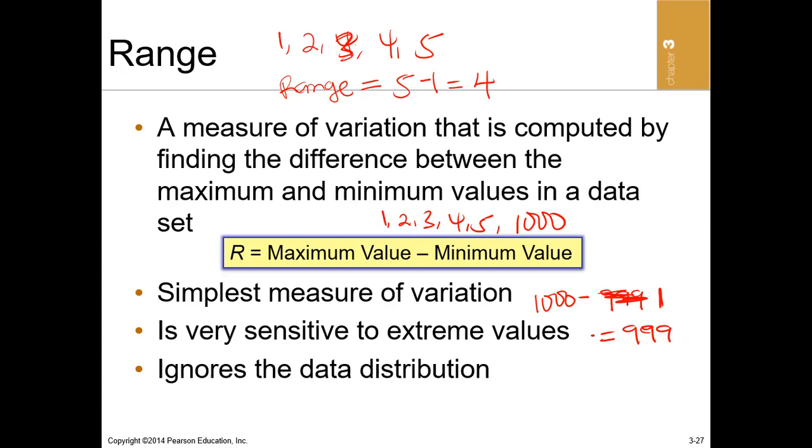Another one is that it ignores the data distribution. How the data is distributed from the smallest value to the largest value, it ignores it, because it just picks the highest value minus the smallest value to compute dispersion.